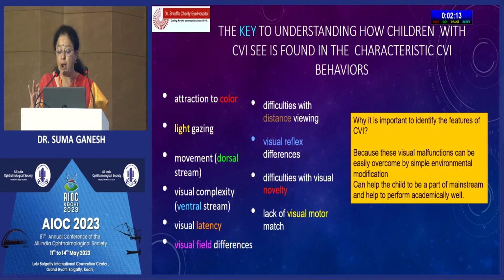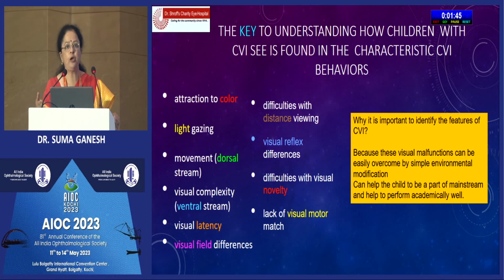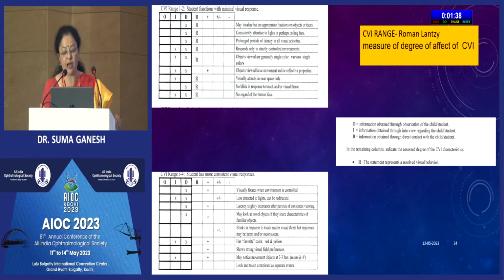So why is it important to identify the features? Because these visual functions can be easily overcome by simple environmental modification. Dr. Shashikala just showed in her video how, by simple techniques, they were doing the early intervention therapy. You do not need big instruments or big things. Only the child has to be taught, because the child is not going to learn by oneself. So we need, as parents and as clinicians, to tell them, you show them these toys, you keep on identifying these toys, throw light at the child. This is how we need to improve their fixation.